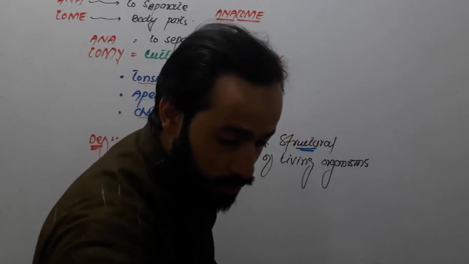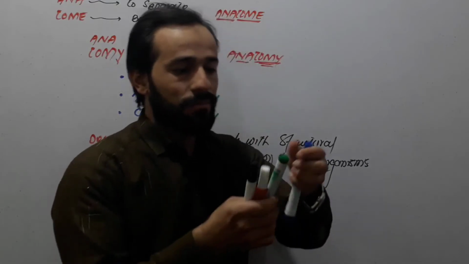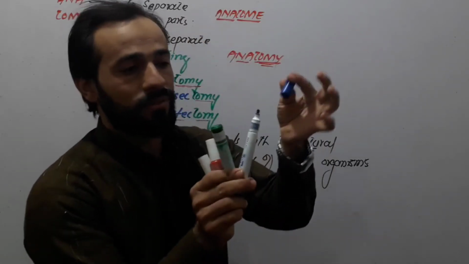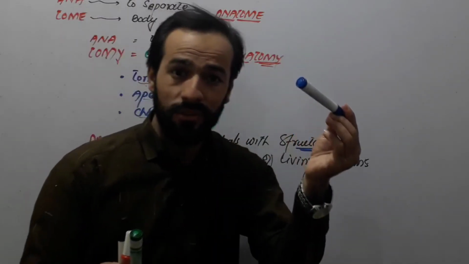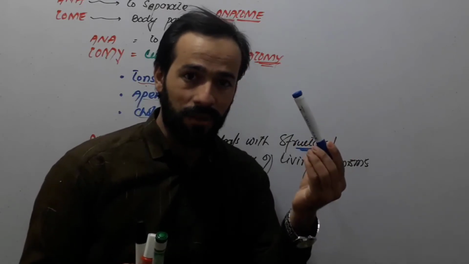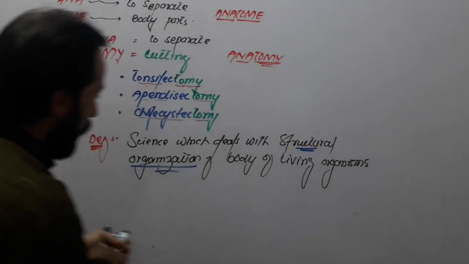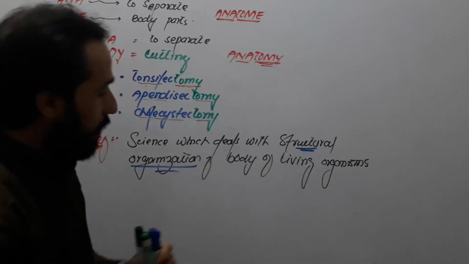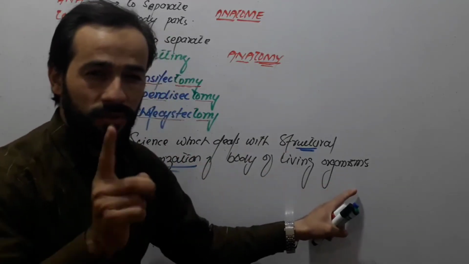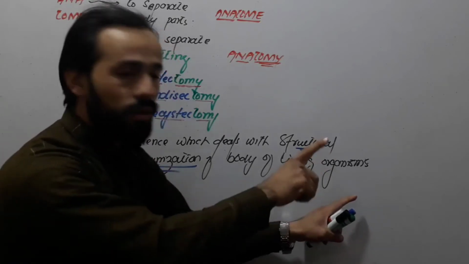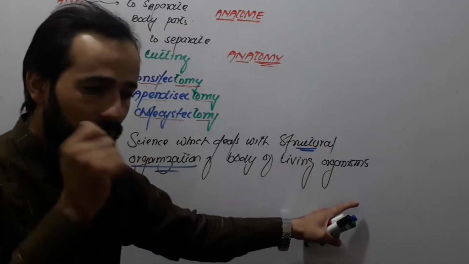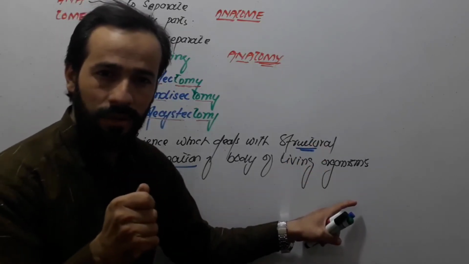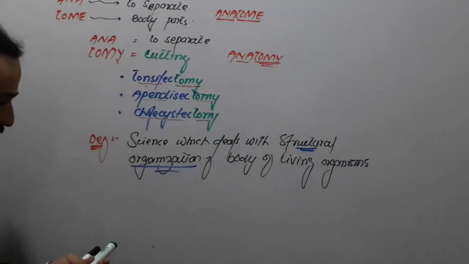So what did we do? We cut it into different parts, we separated different parts of this marker, right? So we are doing the anatomy of this marker, right? Now look carefully. The science which deals with the structural organization of the body of living organisms, not only humans, every living organism has anatomy, right? So this was the first definition.